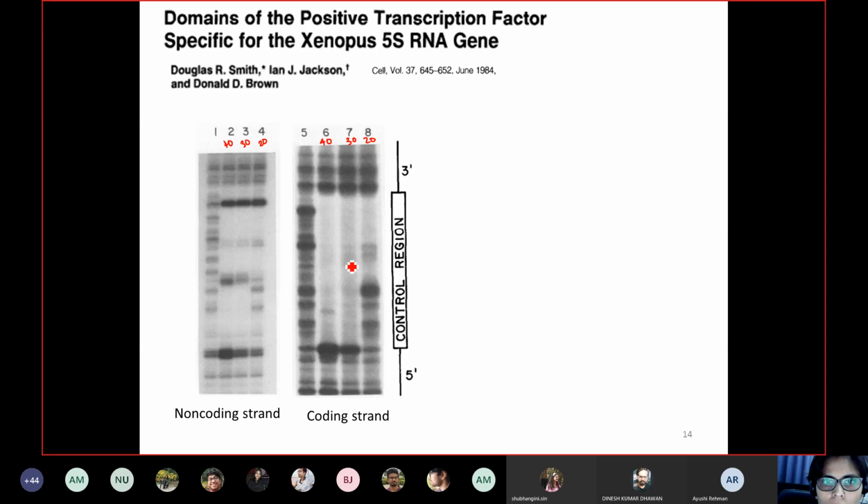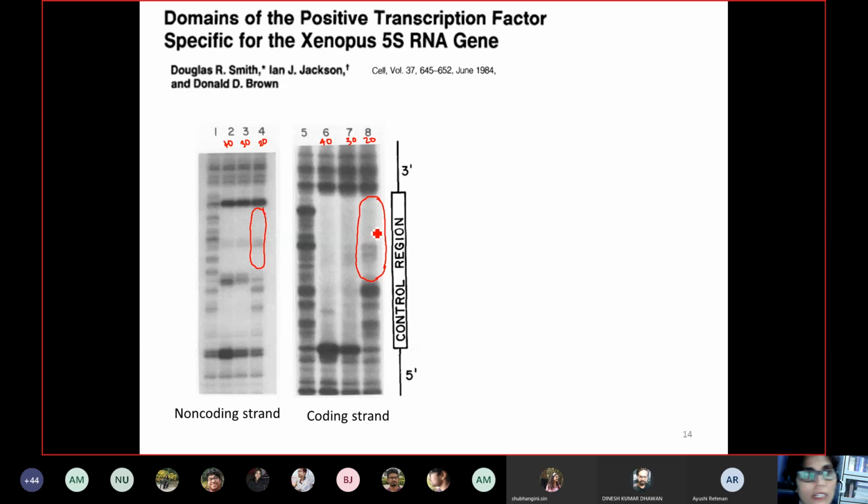Now in the coding strand, they have binding. Specifically, you must see here that the 20 kilodalton has partial binding. For example, it only binds towards the 3' end of the internal control region of the 5S DNA sequence. So this is what they figured out about the 20 kilodalton part.